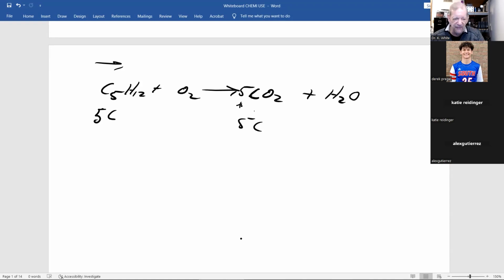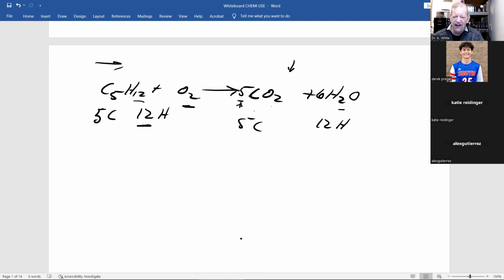Going this way, all I have left is hydrogen and oxygen. I'll do hydrogen. Here we have 12 hydrogen. Oh, on this side, we only have 2, but we need 12. How do we do that? Well, 2 goes into 12 6 times. So 6 times 2 is 12 hydrogen. Well, that's done. Here I have 2 oxygen. How many oxygen on this side?